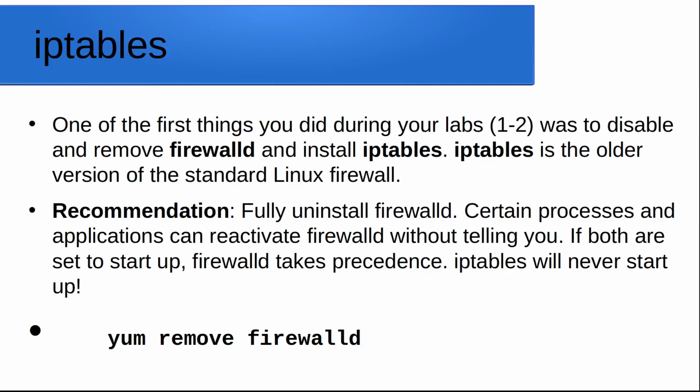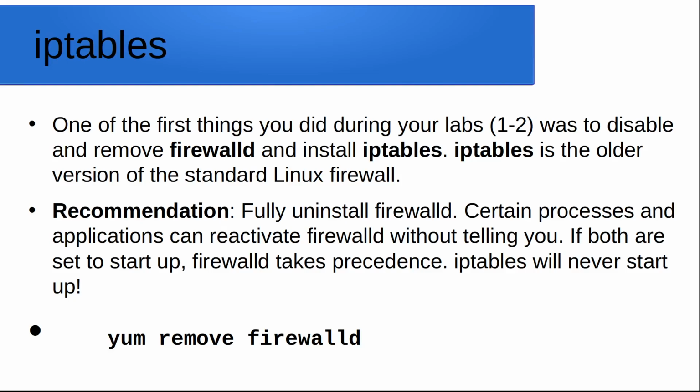So one of the first things we did in Labs 1 and 2 is we removed Firewall D and installed IP tables. IP tables is a bit older, but it's pretty standard. A lot of companies still use IP tables. Firewall D was an attempt to replace IP tables, and that didn't go over so well. There's a newer firewall that's out now, NF tables. It's been out for a couple of years, more than a couple of years now, and the syntax is a lot like IP tables, and it's catching on.